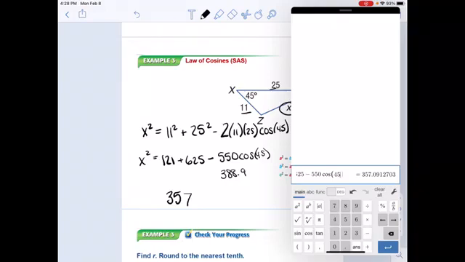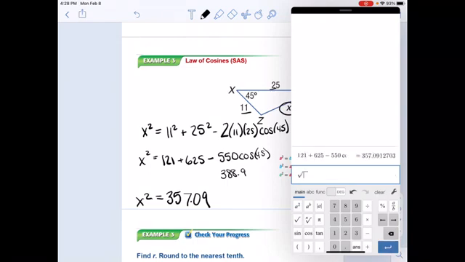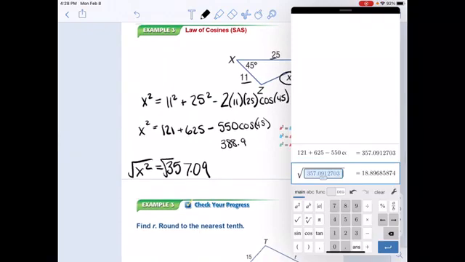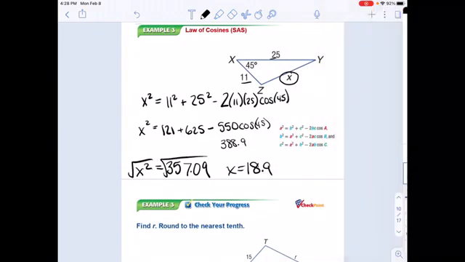357. Oh, that is not our solution yet. I almost made a bad mistake. That actually equals x squared. Then we have to take the square root. We have to take the square root of that answer to get our actual solution. There we go. That makes a lot more sense. So we finished solving that, just like that.